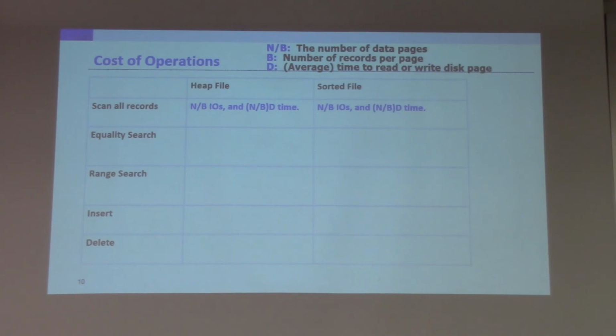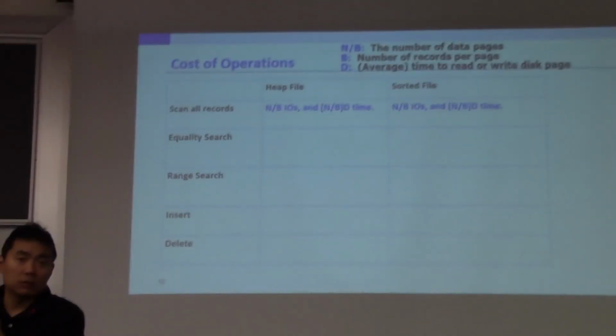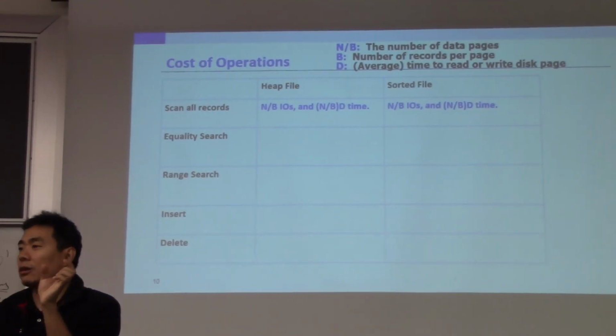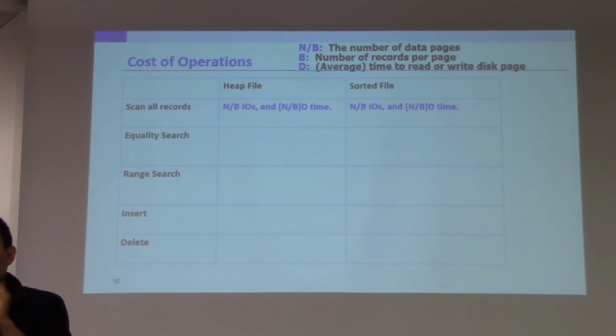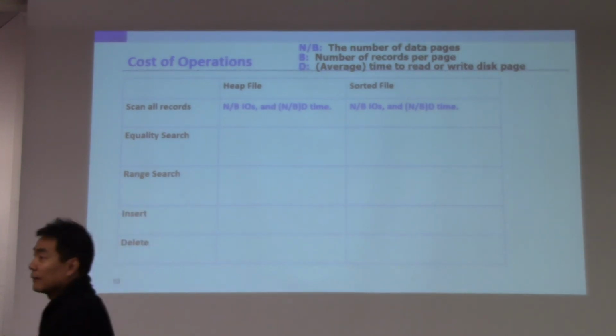N over B. Another thing that's important to note is that whether it's a heap file or sorted file, when your objective is to scan all records, you are doing sequential IOs. Suppose these pages are sequentially located on disk, then you are basically reading them one by one. In other words, you pay one random IO to locate the first page, and subsequently you sequentially scan all the remaining pages from that file. So the very first IO is expensive, but subsequent IOs are much more efficient than the first one because they are sequential IOs. Does that make sense? Okay.